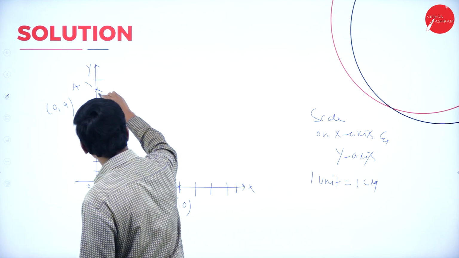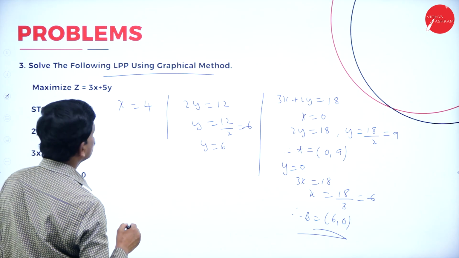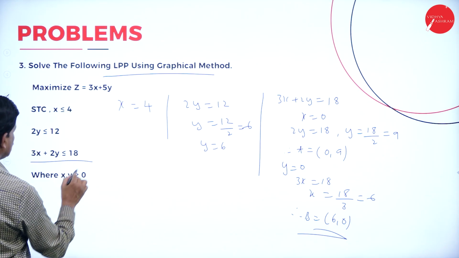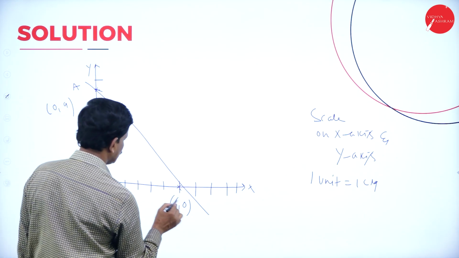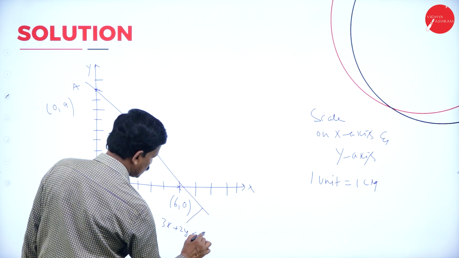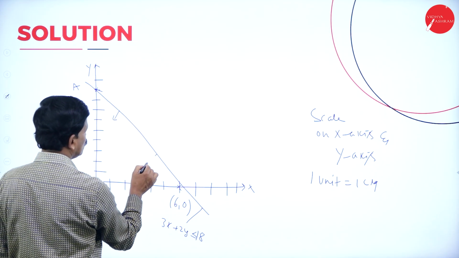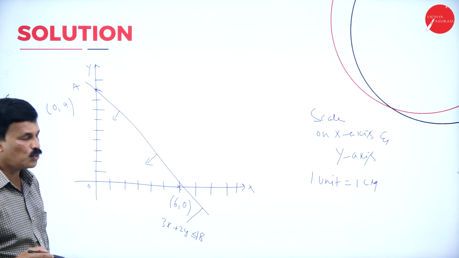Draw a straight line. So what is this? 3x plus 2y is less than or equal to 18. Since it is less than, it goes downward. The feasible region is towards the origin.